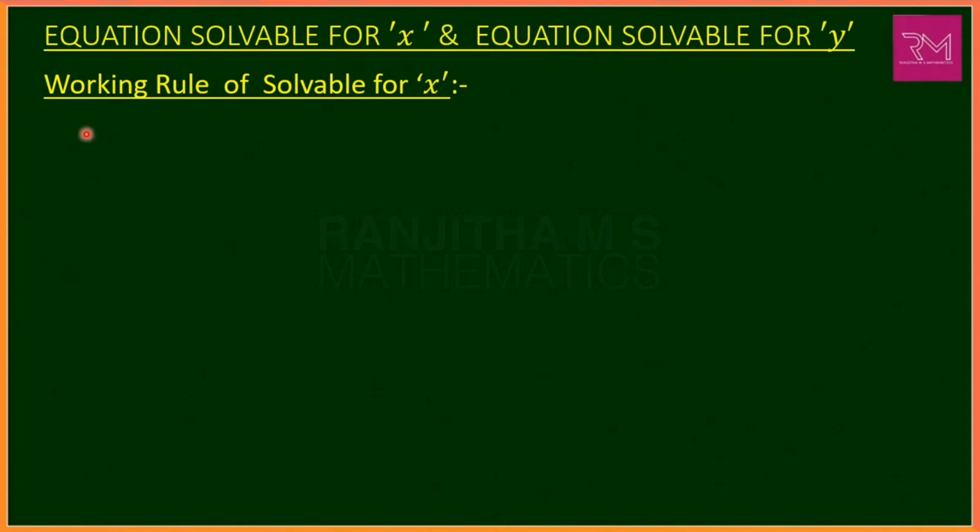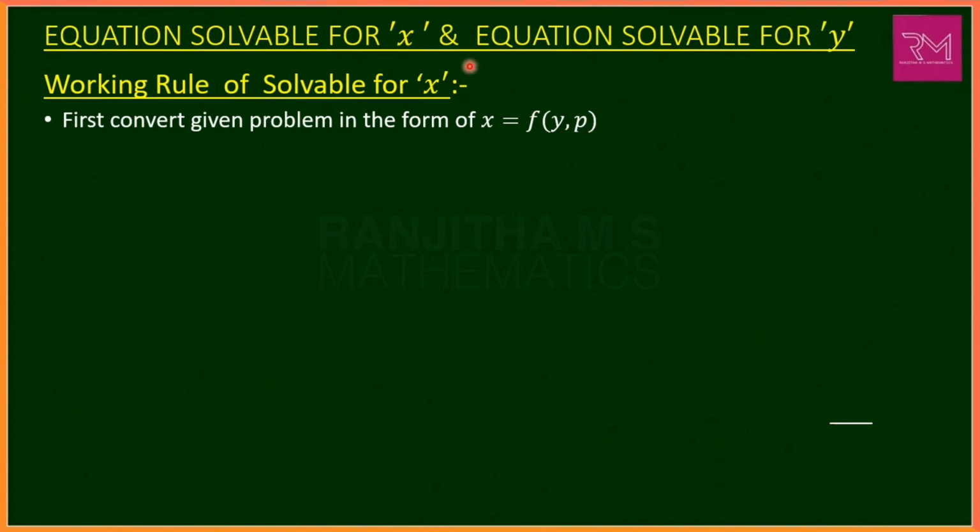Here, a non-linear differential equation of first order but not first degree is of the form f of x, y, p equal to 0. The first step is to convert the given problem into the form x is equal to f of y, p. To find the solution with the help of solvable for x, we have to convert the given problem into the form x is equal to f of y, p.